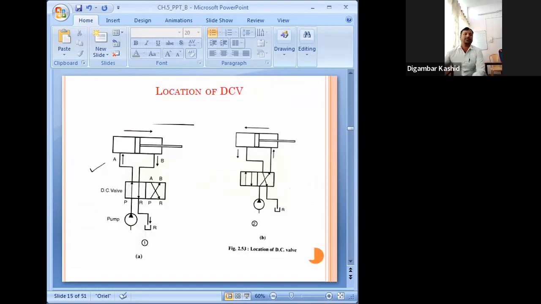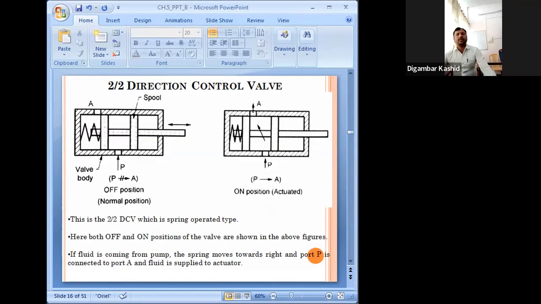And this method of actuation we have already seen. Location of the direction controller: as we know, between the actuator and the pump, the direction control is located. It's a 2x2 direction control. You can see fluid will come from P, but it is not allowing flow in the normal position. It is closed because it is not allowing fluid to pass from P. P stands for the power supply port, or the fluid supply pump port. So fluid will not flow from P to A in the normal position.